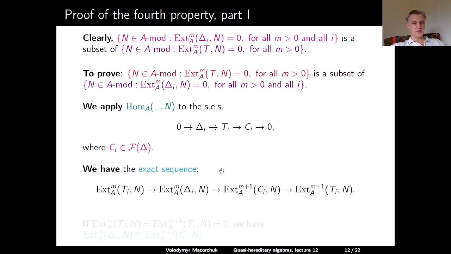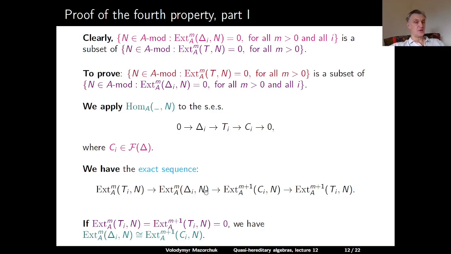In the long exact sequence, for each m, we have the following segment. We start from the degree m extensions from Ti to N. This goes into the degree m extensions from delta I to N. This goes into the degree m plus 1 extensions from Ci to N. And this goes into the degree m plus 1 extensions from Ti to N. Now we assume that N is such that all higher extensions from tilting modules into N vanish. So the first term and the fourth term in this segment are 0.